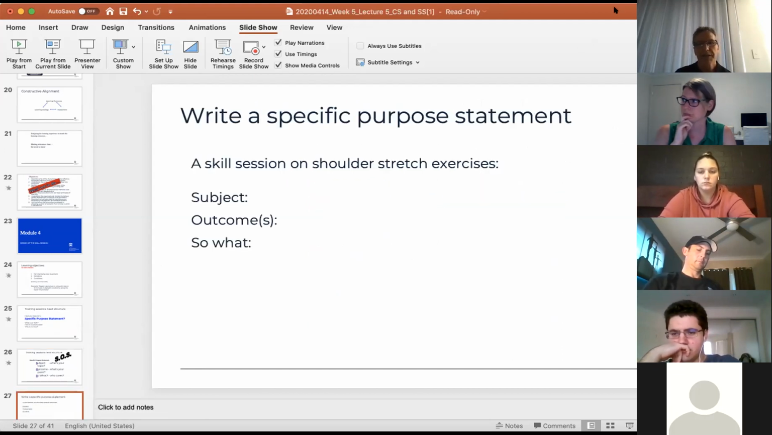Okay, here's an example. Here's something that you can practice on. A skill session on shoulder stretch exercises. Subject, outcome, so what. See if you can write that down.